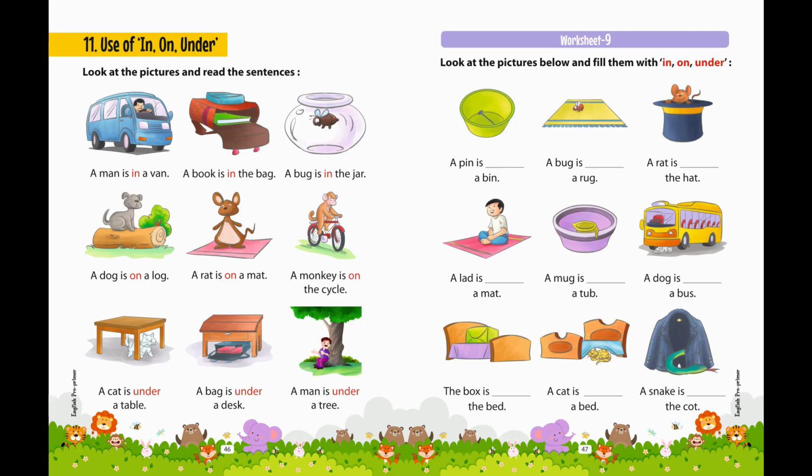Page 47. Worksheet 9. Fill in, on, or under. Let's look at each picture and choose the correct word. In, on, or under. Ready? A pin is in a bin. A bug is on a rug. A rat is in the hat. A lad is on a mat. A mug is in a tub.